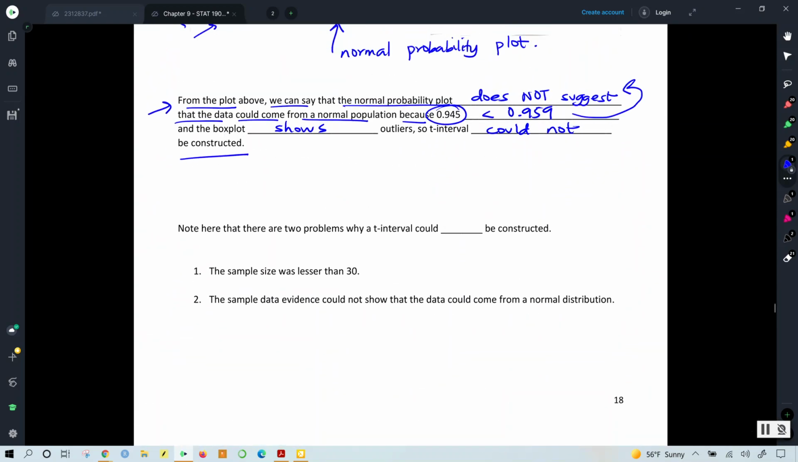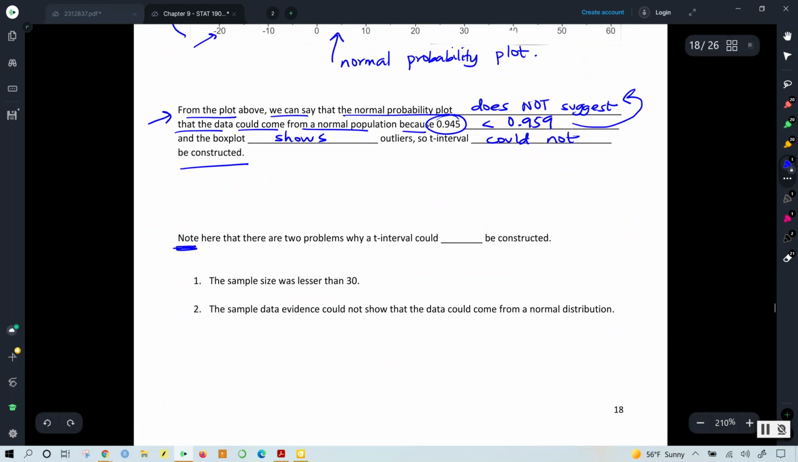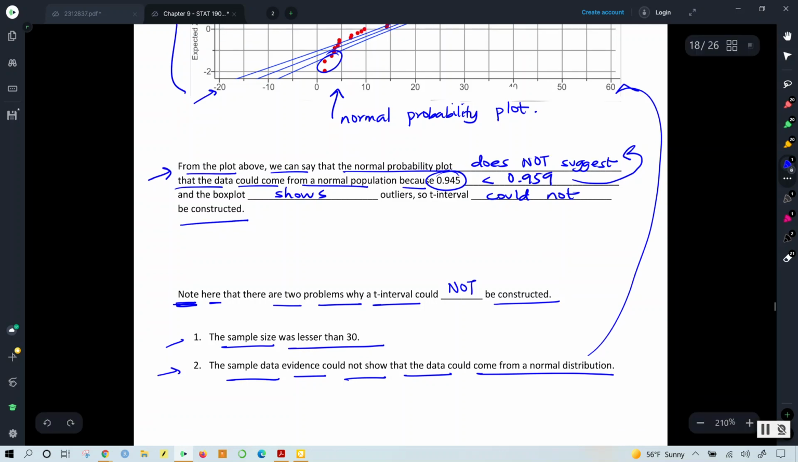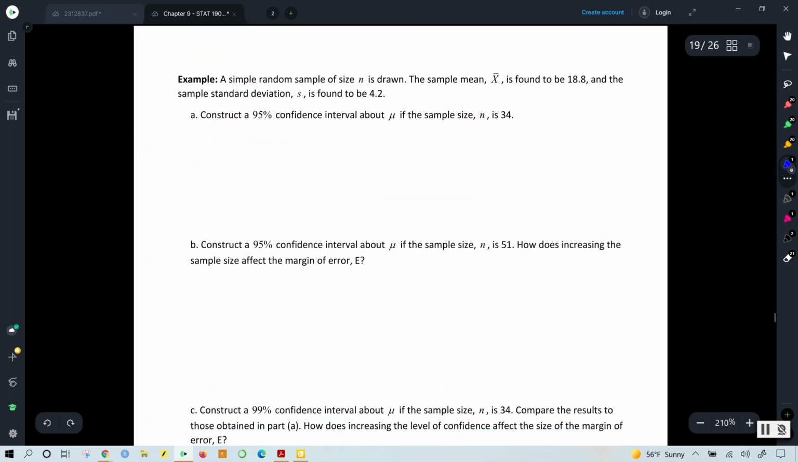But before we do, let's note a couple of things. You should note here that there are two problems why a t-interval could not be constructed. One, the sample size was lesser than 30. Two, the sample data evidence could not show that the data could come from a normal distribution, which we saw using the normal probability plot. With that said, let's proceed to the next example.